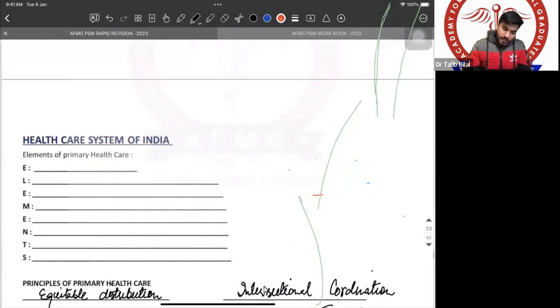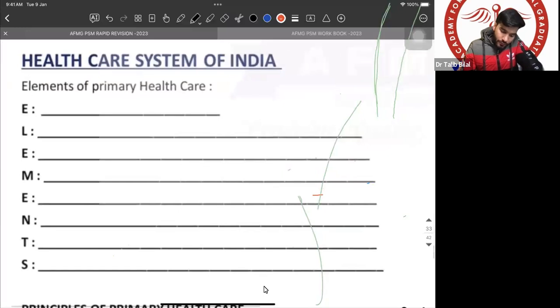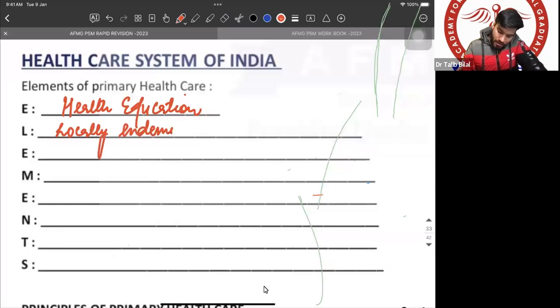Then the elements, if I talk about the elements of healthcare system, okay? E is for health education. Which education, guys? Health education. Okay. L for locally endemic disease. Locally endemic disease.